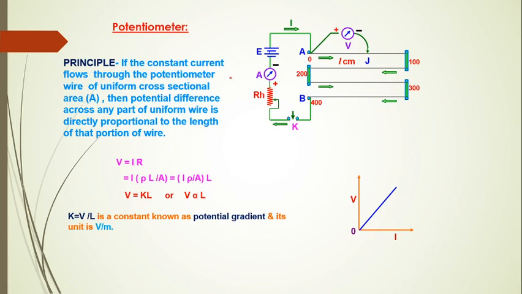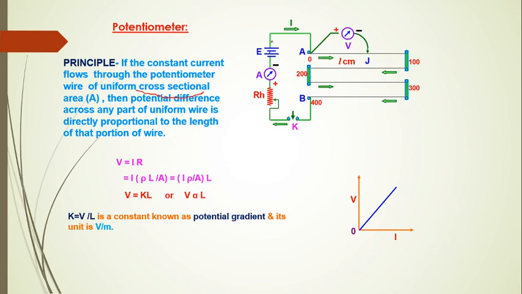So what is the principle of a potentiometer? Constant current flows through the potentiometer by this arrangement of the rheostat and battery. I will explain it later. When constant current flows through a potentiometer wire of uniform area of cross section, the potential difference across any part of the uniform wire is directly proportional to the length of that portion of the wire.